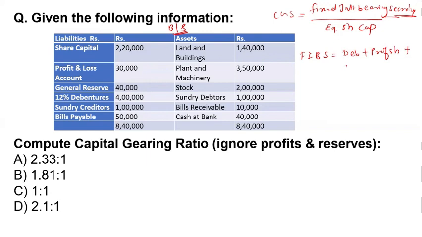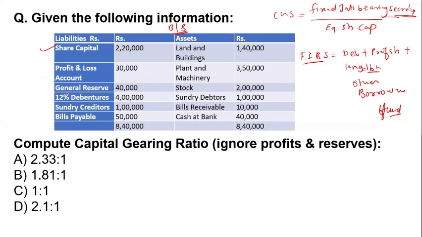Then the long term debts. So these are the borrowings, and other borrowed funds. So these are the fixed interest bearing securities. Capital gearing is a relationship between the equity share capital and the fixed interest bearing securities.